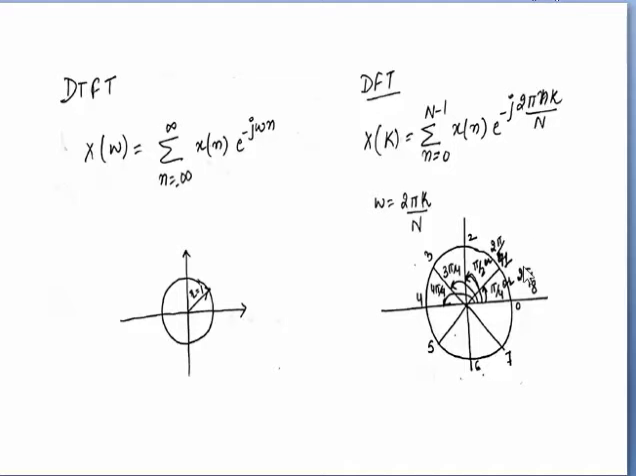So the angle in each part is pi by 4. Now the first term position is 0, angle is 2 pi by 8, so it's 0 into 2 pi by 8. This is 1 into 2 pi by 8. It is 3 into 2 pi by 8. It's 4 into 2 pi by 8. It's 5 into 2 pi by 8. 6 into 2 pi by 8. And this one is 7 into 2 pi by 8.